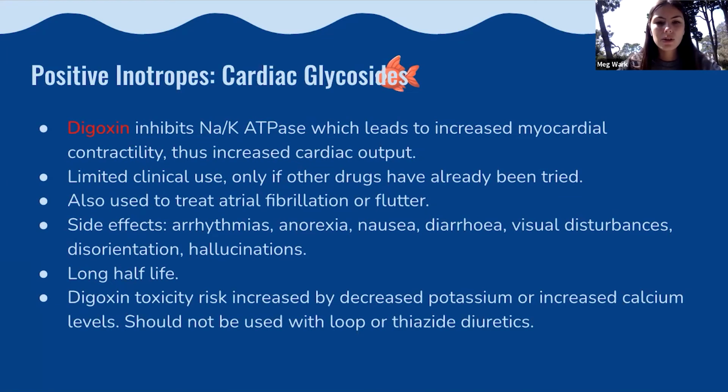Unfortunately, these have limited clinical use. They should only be used if other drugs have already been tried. It can be used to treat atrial fibrillation or flutter, but it's got a lot of side effects. So arrhythmias, anorexia, nausea, diarrhea, visual disturbances, disorientation, hallucination. So as you can see, it's a pretty nasty drug. It's got a very long half-life, and the toxicity risk is increased by decreased potassium or increased calcium levels. So it shouldn't be used with loop or thiazide diuretics because if you remember, they can cause hypokalemia.